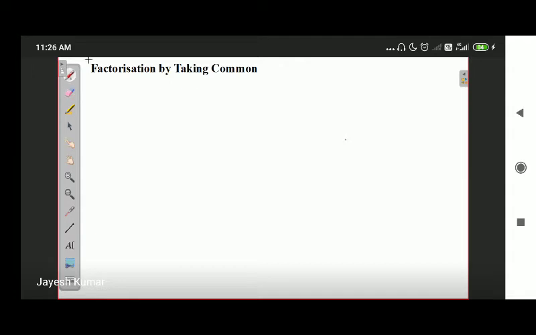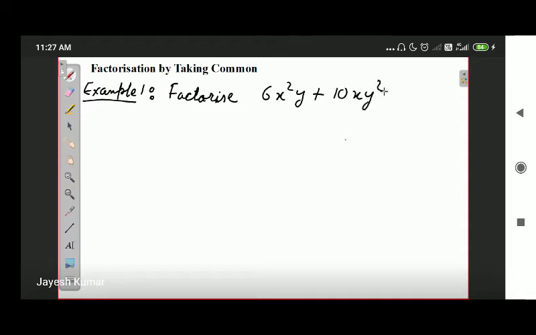Let me take an example, that is example number 1. Example number 1 of your book, it is on page number 108. Example number 1 is factorize: you have to factorize 6x square y plus 10xy square. We have to factorize this.